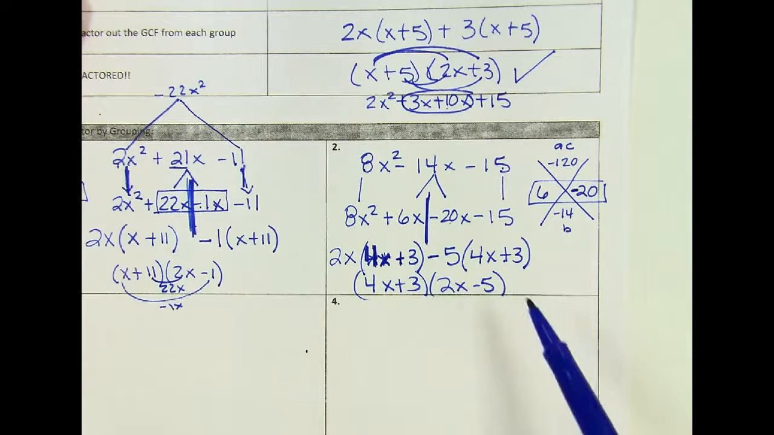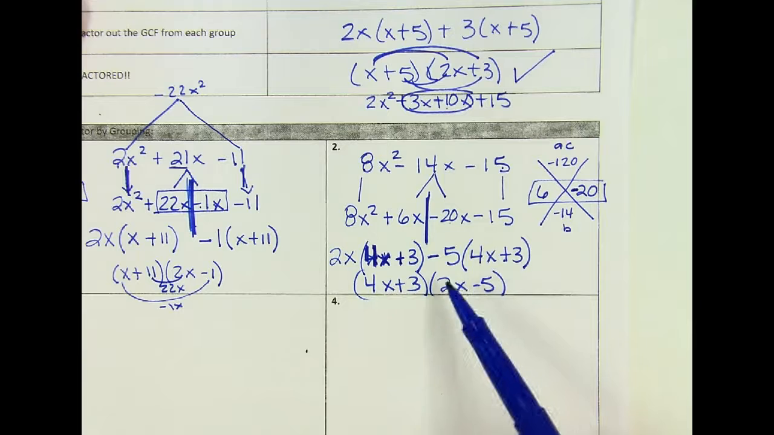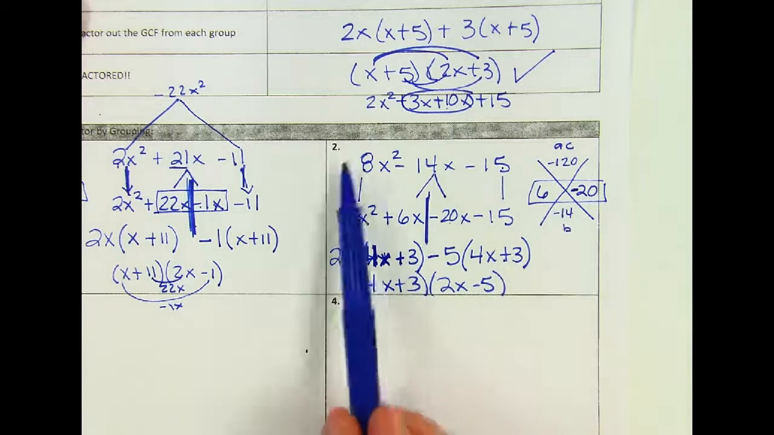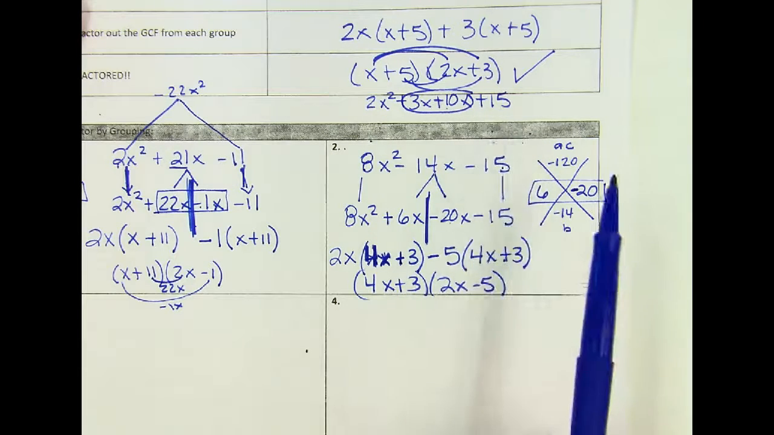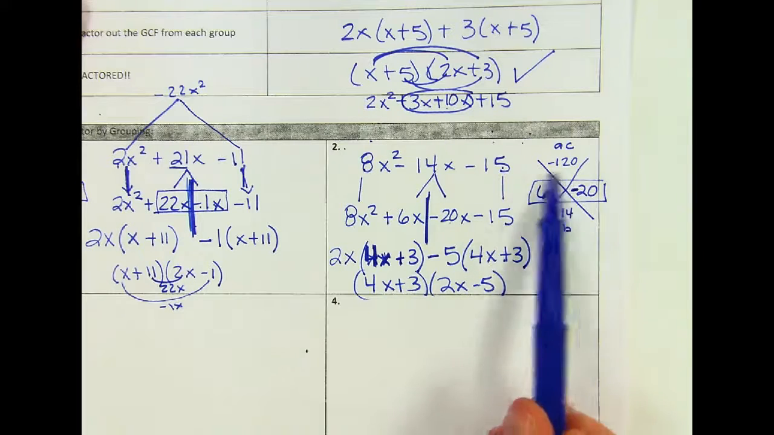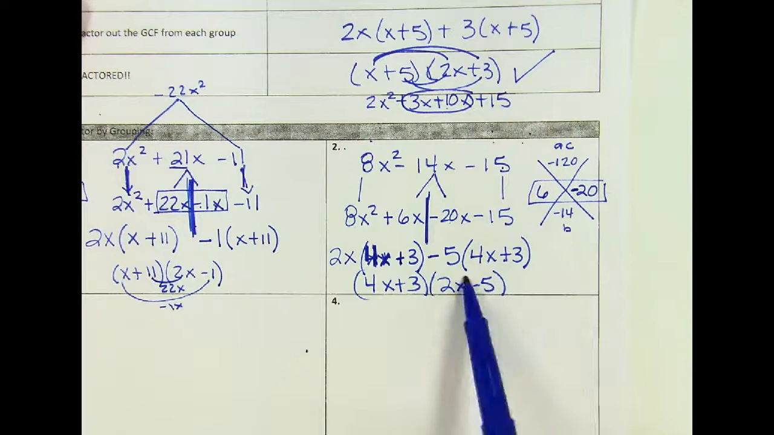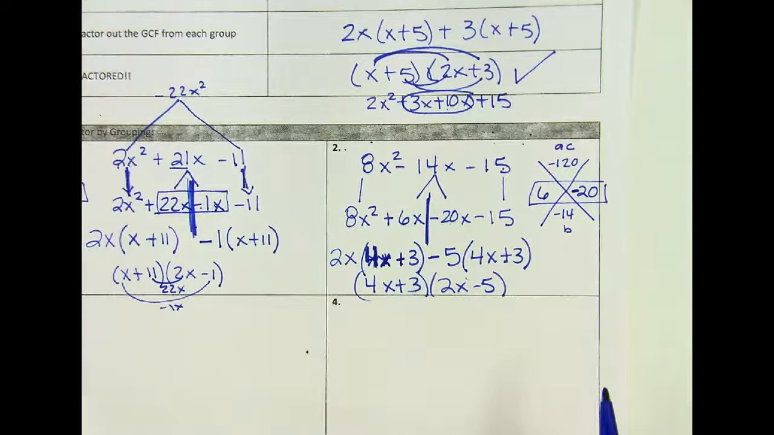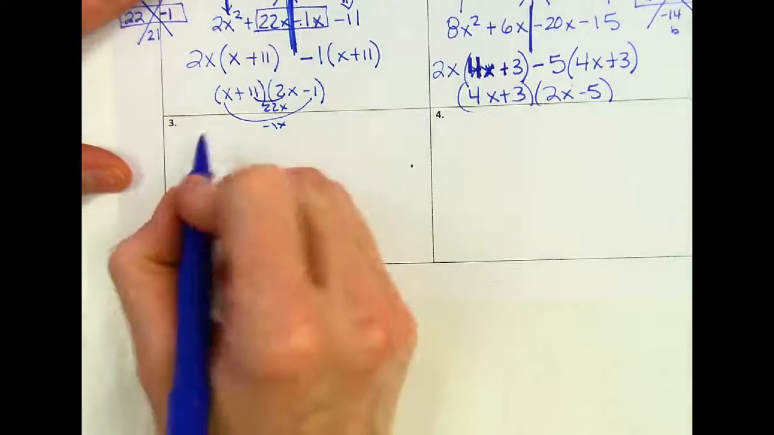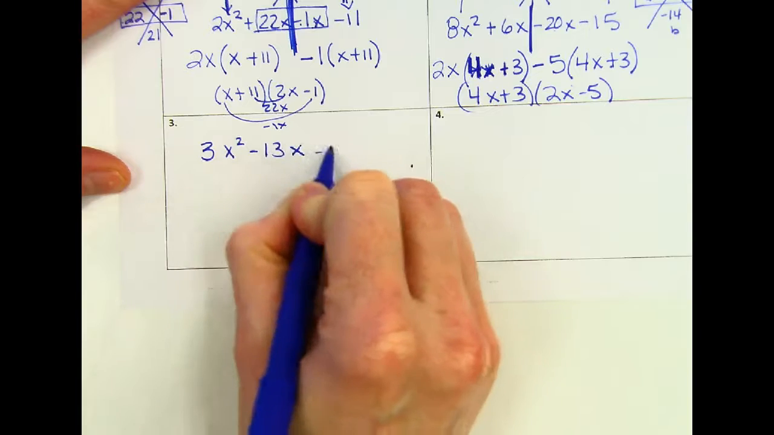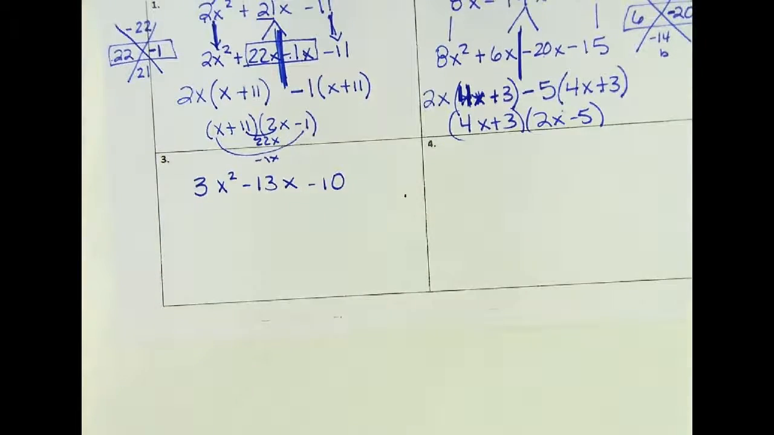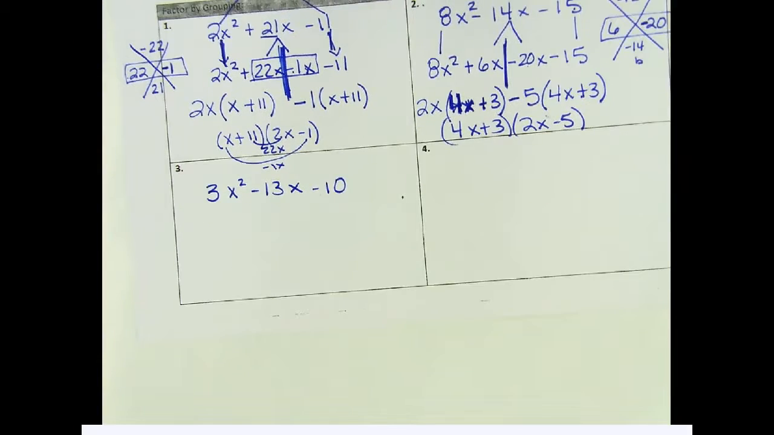So here is a great example of when grouping takes out all of those guesses and checks, because you would have a 1, 8, 2, 4, a 1, 15, a 3, and a 5. But with grouping, we just had to run through a couple of factors, and we got to the answer fairly quick. Okay, so now you try number 3, 3x squared minus 13x minus 10. If you could pause the video and try that one.